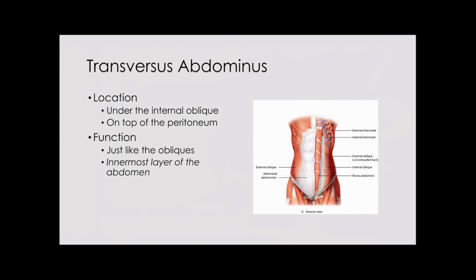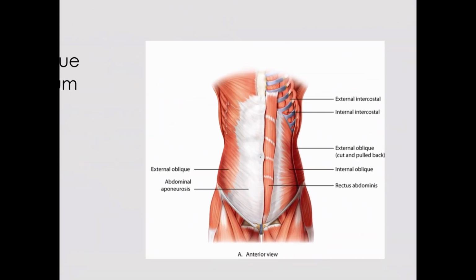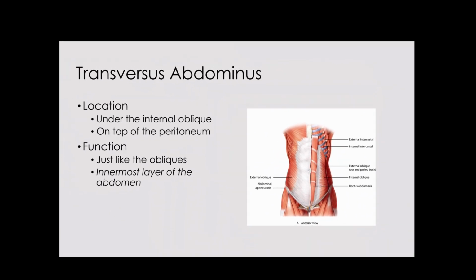This is going to be on top of something called your peritoneum. This is a membrane that forms the lining of your abdominal cavity. It also lines organs in your abdominal cavity. And the function is going to be flexion, lateral flexion, rotation. The peritoneum really makes up the innermost part of your abdomen.